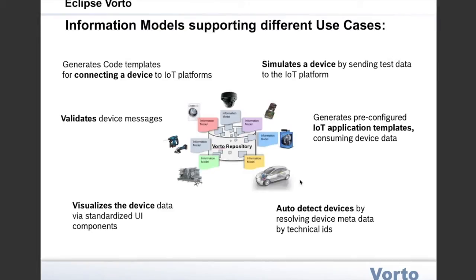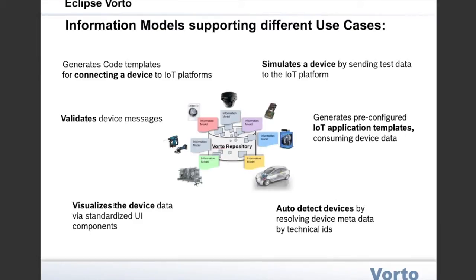Another use case is to use information models for auto-detecting devices. That would work in a way that you can resolve information models, therefore the metadata of devices, by specific technical IDs. Let's take an example of Bluetooth, which transmits, for example, in a get service, the device information profile, which contains the model number of that specific device. That model number can be sent over to the repository, which maps it to an information model and returns it back to the client application, so it knows what device it actually is.